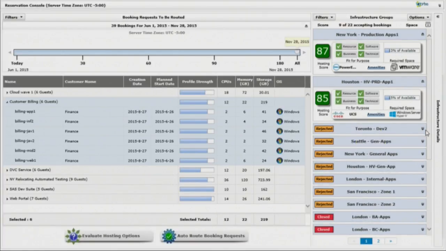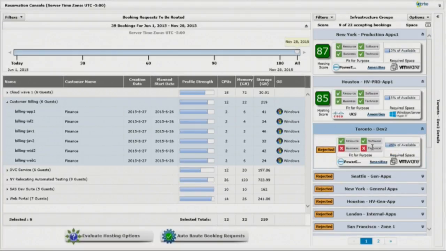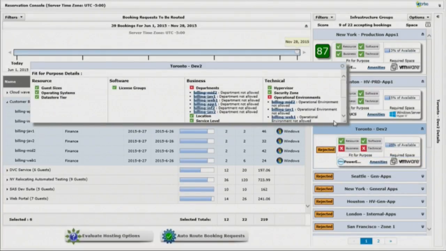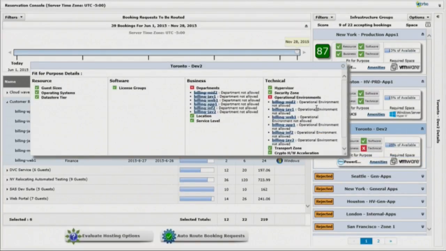It won't go into this Toronto dev environment for a couple of reasons. It can't run HR workloads, and it doesn't run prod in this case. And it's giving us a detailed view of what the violations are. This VM can't go there because it's a production workload, as an example.